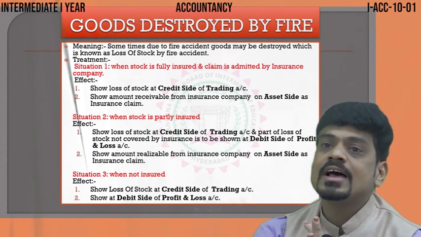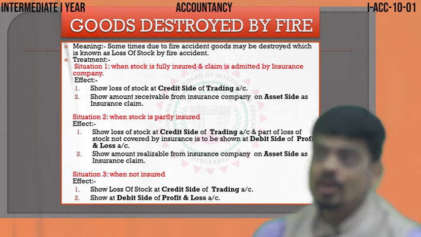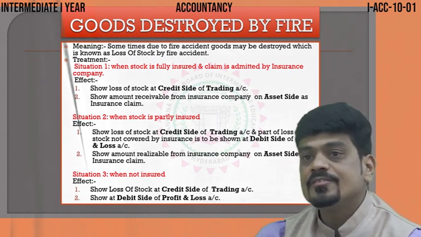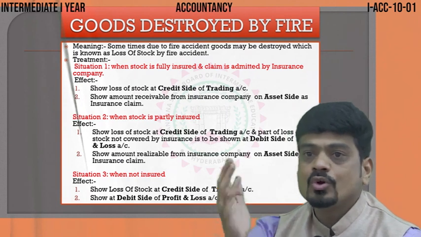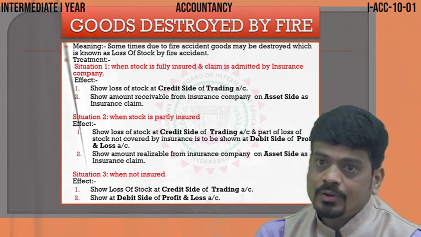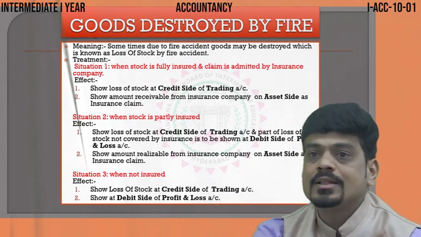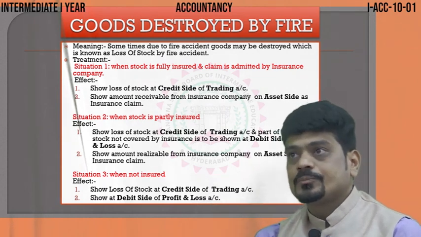Then when goods are not insured at all, we did not take any policy, then it is a full loss. So first you show it on the credit side of the trading account, and whatever loss is there, 5,000, 10,000, whatever, will show at the profit and loss account.